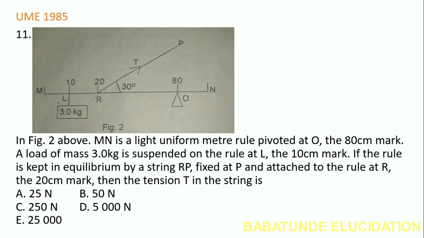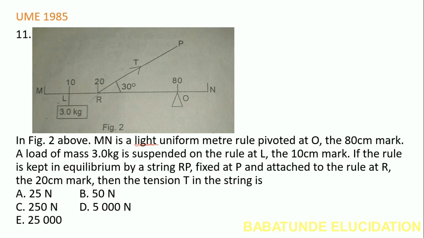Now we've got this meter rule here, and we're told that the meter rule is MN, and it is a light uniform meter rule. The key word we need to know here is that it is light. If it's light, that is telling us that we are not going to put into consideration the weight of the meter rule. That means the weight of the meter rule is going to be neglected. So anytime you see the word light, just know what that means. I'll still come to this later.